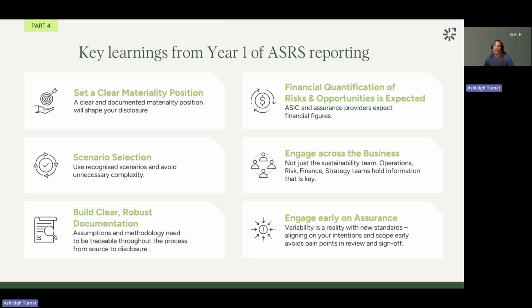And then the last two are around building clear and defensible documentation. So your assumptions, your data sources, your methodology, making sure that's really traceable for that assurance process. And then the last one being engage early on assurance. So we've seen the assurance approaches vary. It's a new standard. There is a lot of variability in how it's being interpreted. And so have those conversations early, get clear on things like which scenarios that you can use, which risks you're going to report, and align on your intentions and expectations so that you don't have a bit of a pressure point when you go for that review and sign off later on.